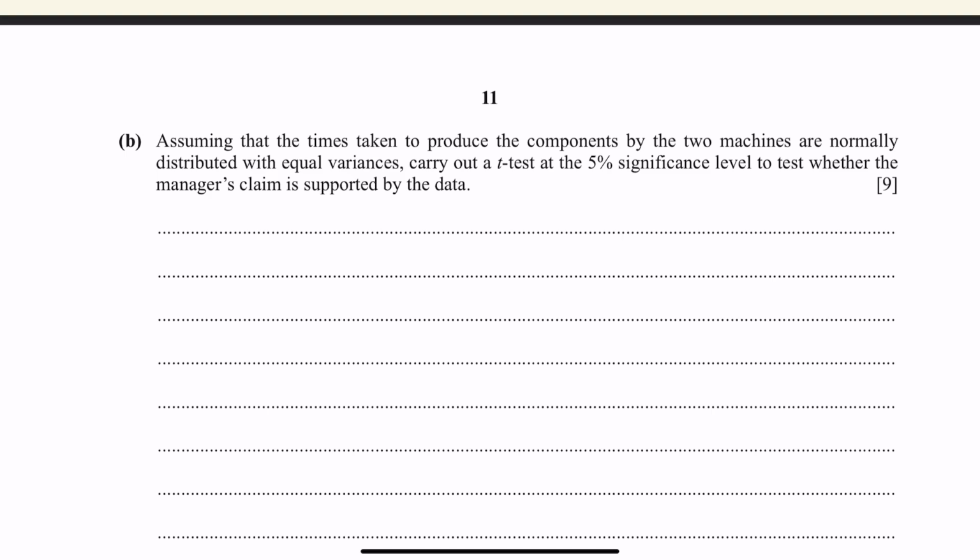Part B. Assuming that the times taken to produce the components by the two machines are normally distributed with equal variance, carry out a t-test at 5% significance level to test whether the manager's claim is supported by the data. So now we need to do a t-test instead. Same thing. First step, we would need our null hypothesis and alternative hypothesis. So the null hypothesis would now be the mean of X is equal to the mean of Y.